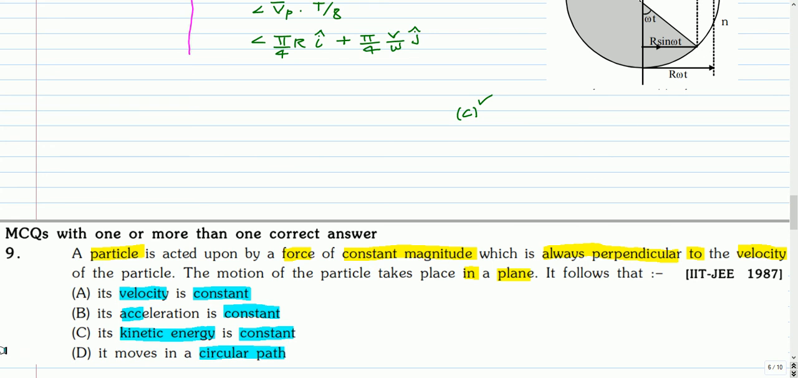This is the next question. A particle is acted upon by a force of constant magnitude which is always perpendicular to the velocity of the particle. The motion takes place in a plane. It follows that A, velocity is constant, B, acceleration is constant, C, kinetic energy is constant, D, it moves in circular path. This is a question with more than one correct answer, so we have to analyze the options individually.